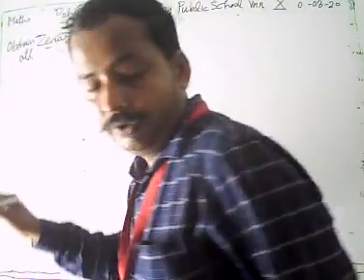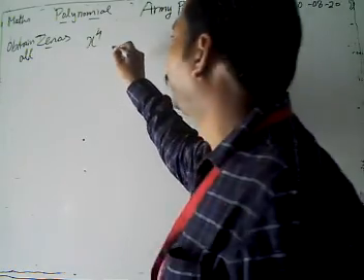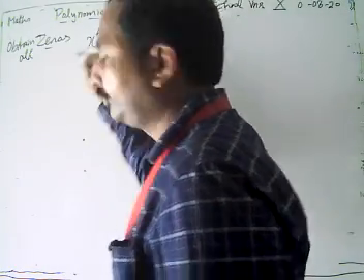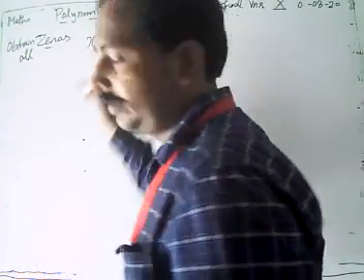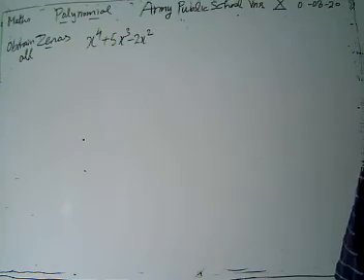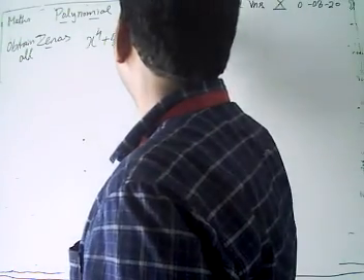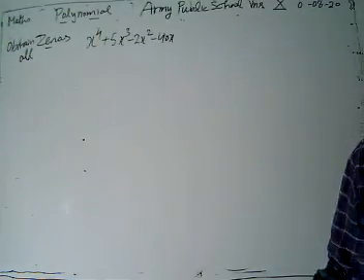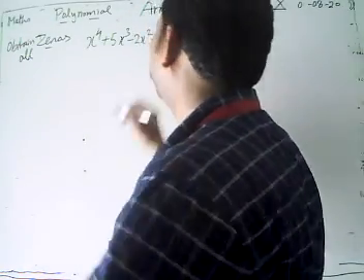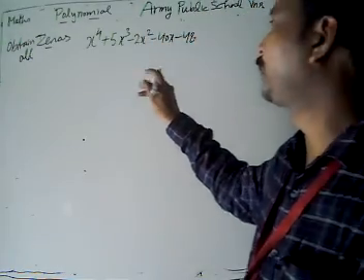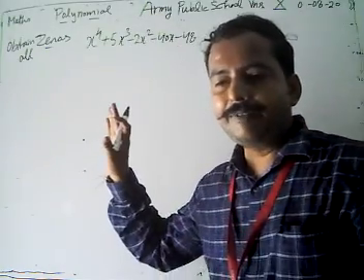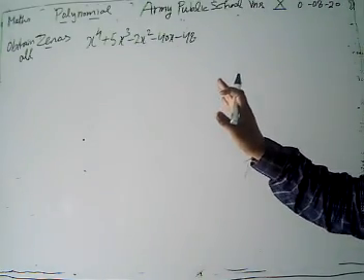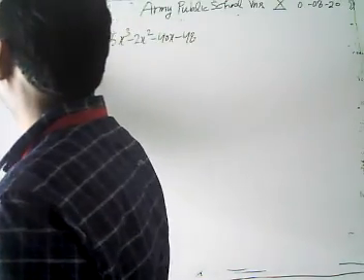x to power 4 plus 5x cube minus 2x square minus 40x minus 48. So we have to obtain all the zeros here. Now look, we have to obtain all the zeros, and 2 of its zeros are given.